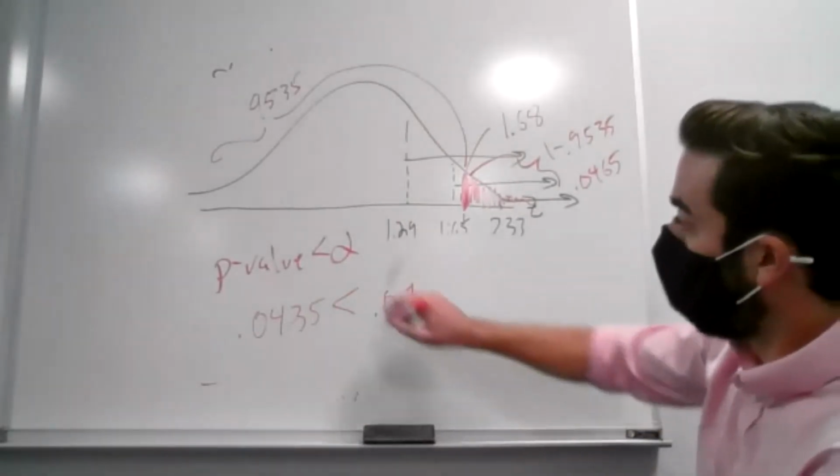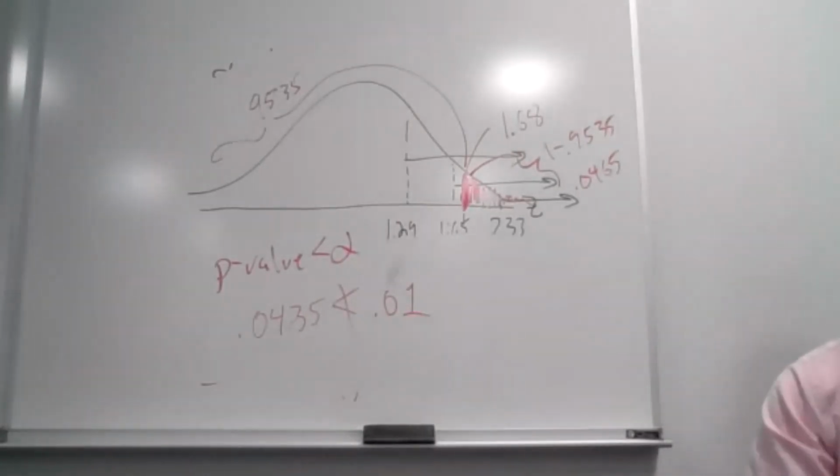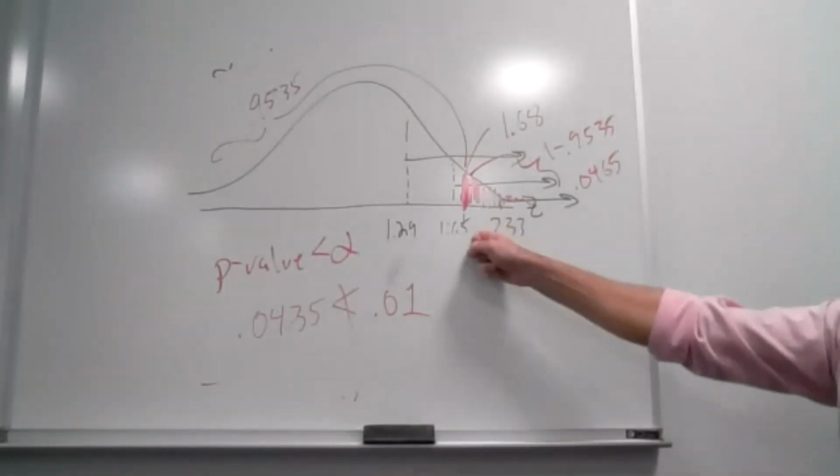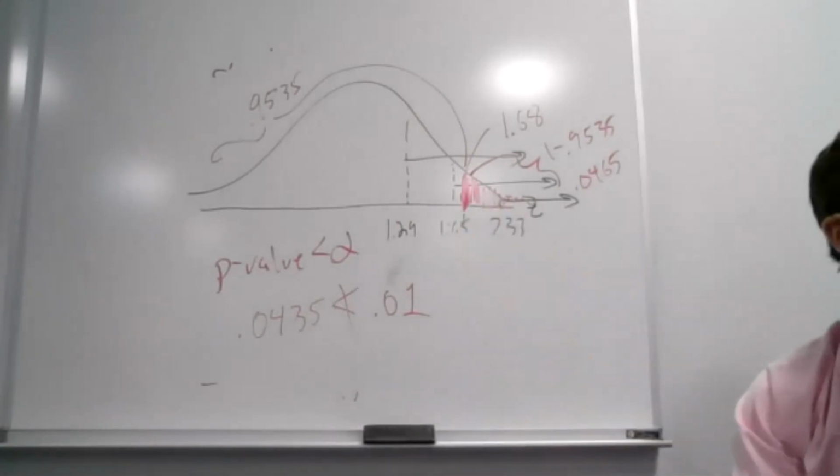Is it less than 0.01? No, it's not. So I would fail to reject at the 99% level, which is the exact same thing that we said with the critical values, right?